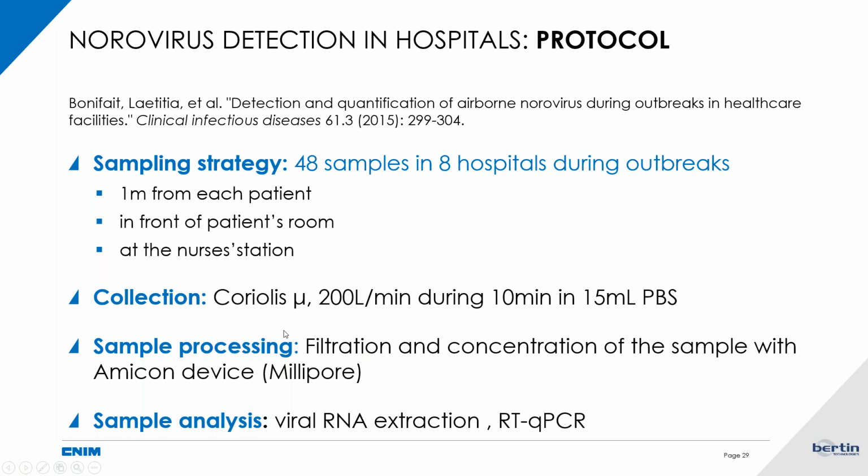As parameters, they used 200 liters per minute, collecting for 10 minutes, and they used PBS as the collection medium. As we mentioned before, this time they used filtration and concentration of the liquid sample with an Amicon device. And later, these samples were submitted to RNA extraction and RT-qPCR.